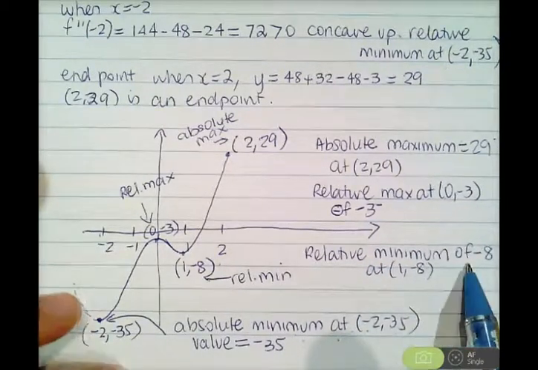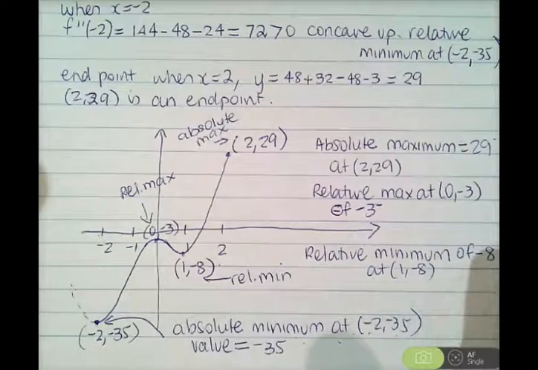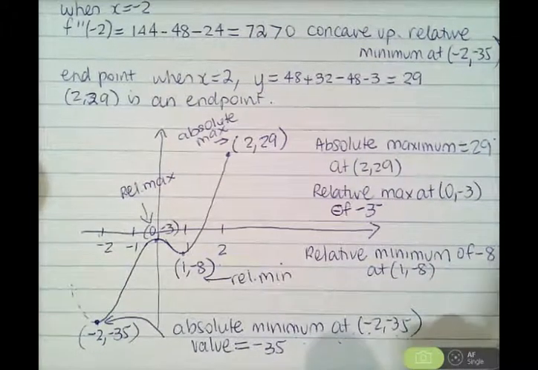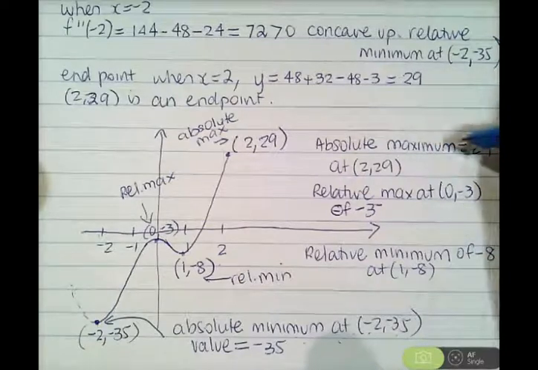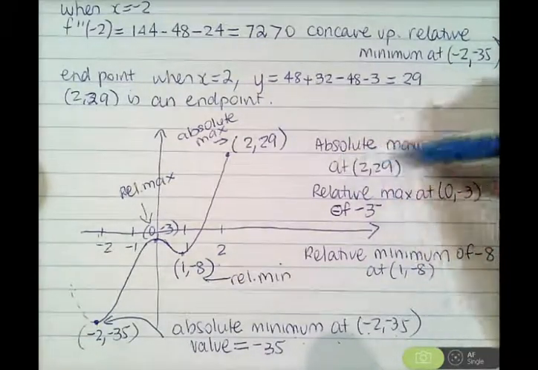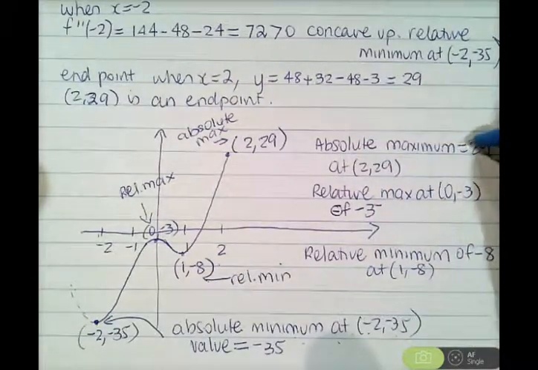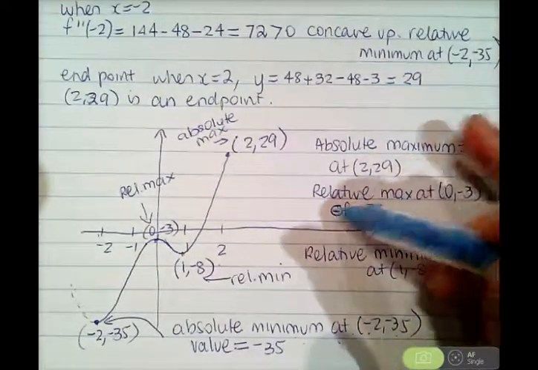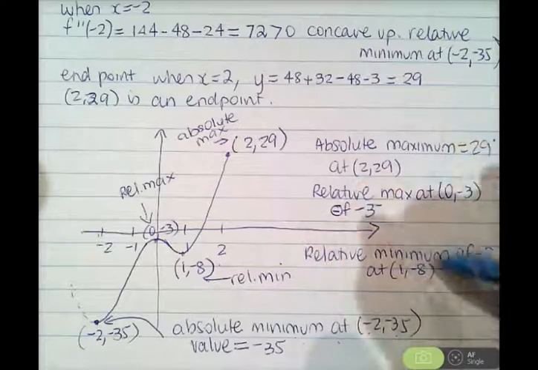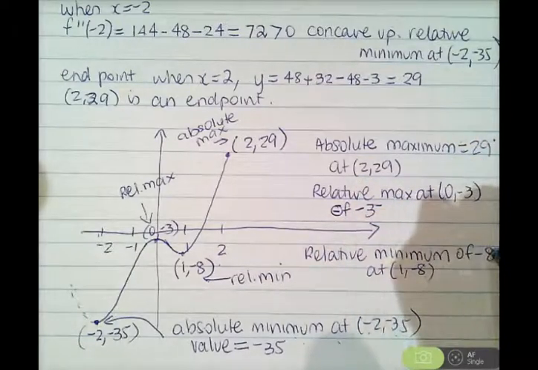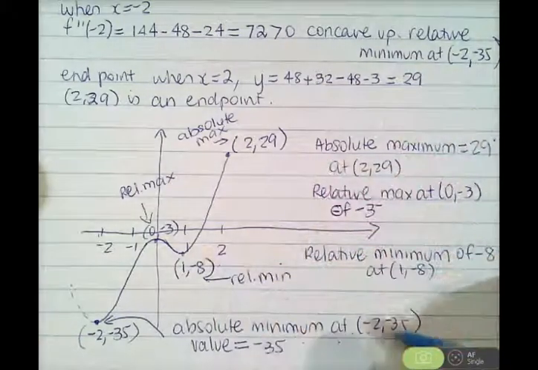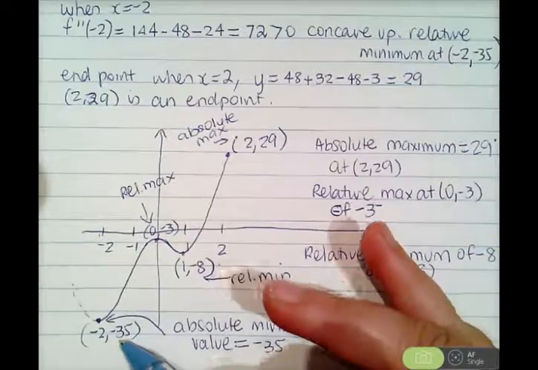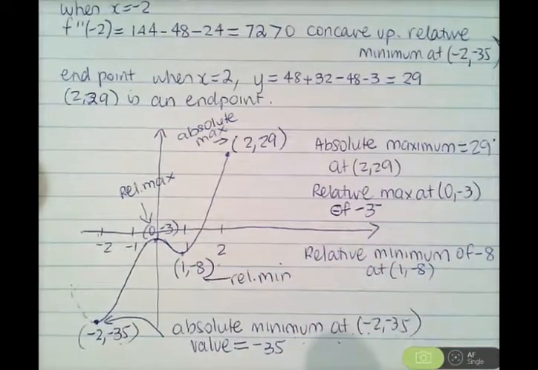But whenever you're talking about minimum or maximum values, it refers to the y value. So you can say it's at that point, or the absolute maximum is that value. You're better off saying that it is that value. The relative maximum is -3 there. There's a relative minimum of -8 there, and the absolute minimum value is -35 of that curve.